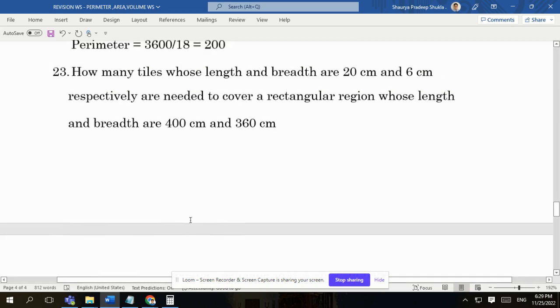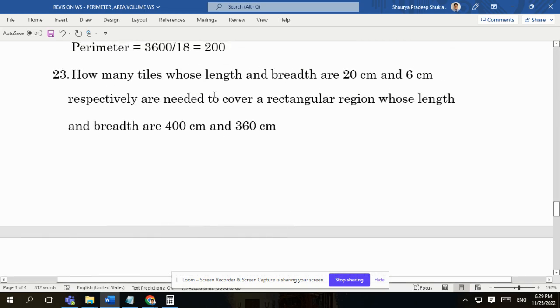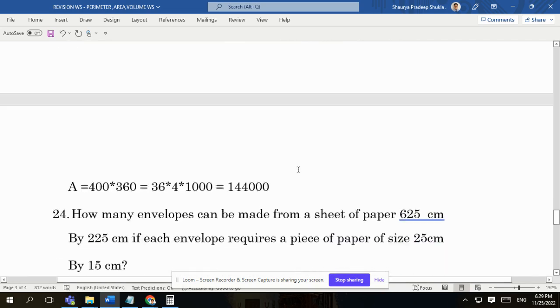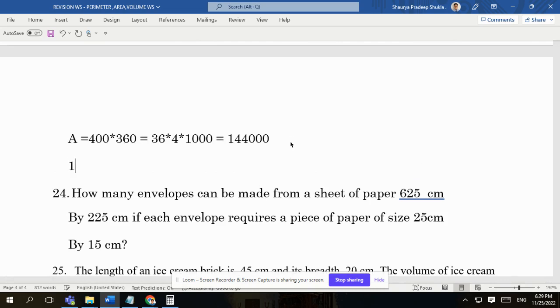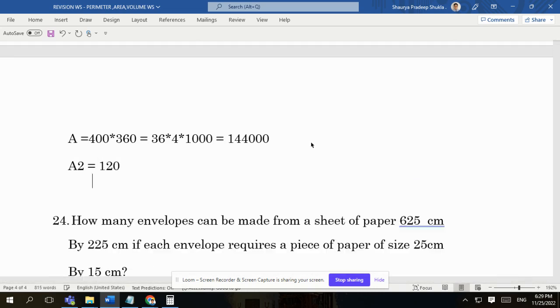So now we need to divide the area of the room. First you need to find the area of this tile. So the area of this, 20 into 6, how much? 120. So we got area 2 as 120, because 20 multiplied by 6 is 120, right? Okay, so the total number you got is nothing but 144 and three zeros divided by 120.